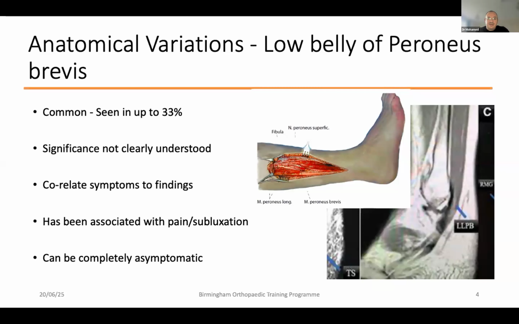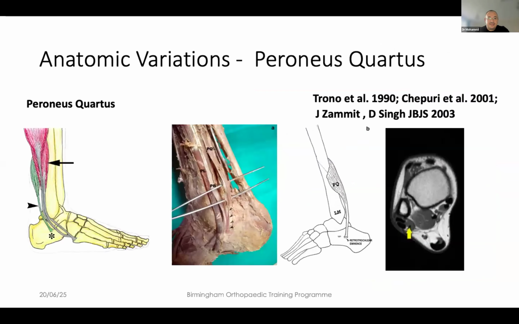It's again one of the participating factors in subluxation and dislocation of the peroneal tendons, and commonly it is asymptomatic in a lot of patients. The second variation is to have an extra muscle, which is the peroneus quartus.